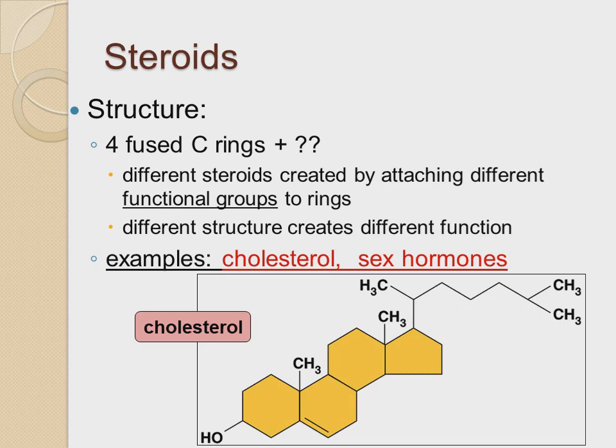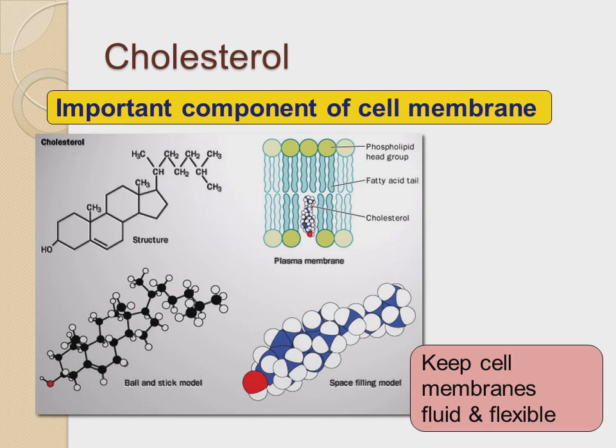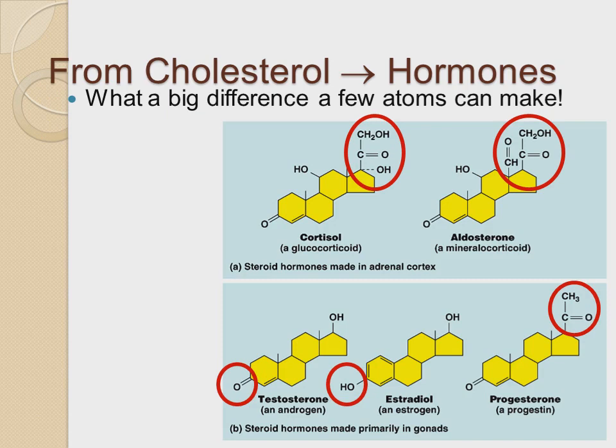According to the groups that attach to these rings, we get the different steroids, created by attaching different functional groups to the ring. So the main structure is four fused carbon rings. The additions attached to these rings give different names or different compounds according to the structure that is added. For example, of the steroids we have cholesterol, and this is a picture of cholesterol. We also have hormones. Cholesterol is an important component of the cell membrane. It keeps the cell membrane fluid and flexible. From cholesterol we can obtain hormones by simple additions.